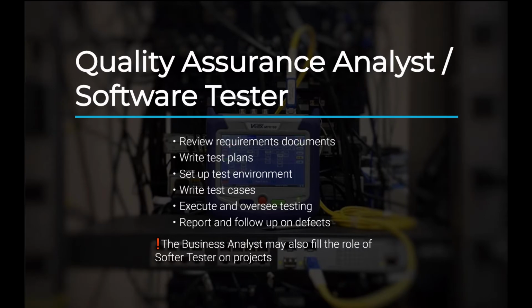Project support personnel. We mentioned earlier that there were several roles that fell under here. So looking at the quality assurance analyst, who's also known as a software tester, they will review requirement documents. They'll write test plans, set up test environments, write test cases, execute and oversee the testing, and report and follow up on defects. The business analyst, I want to mention, can also fill the role of software tester on projects, and you may be asked to do that. I've done that on several projects that I've worked on.